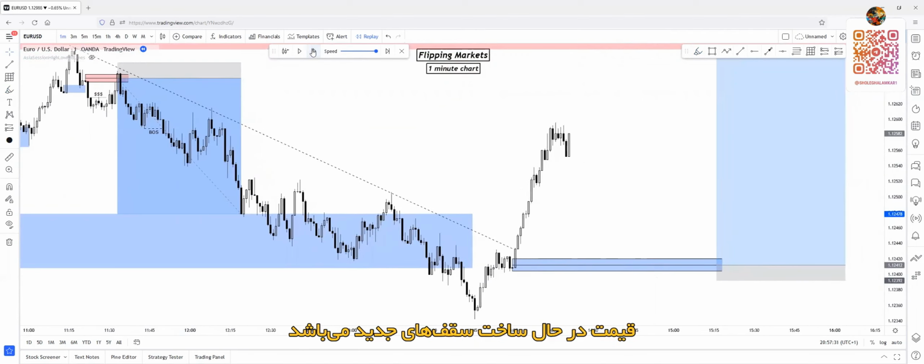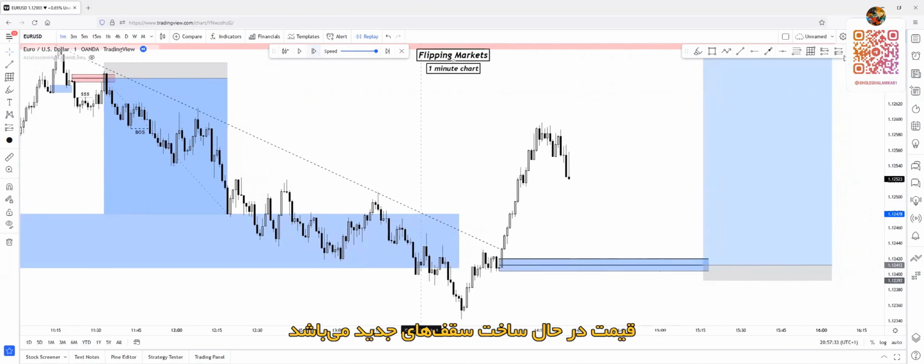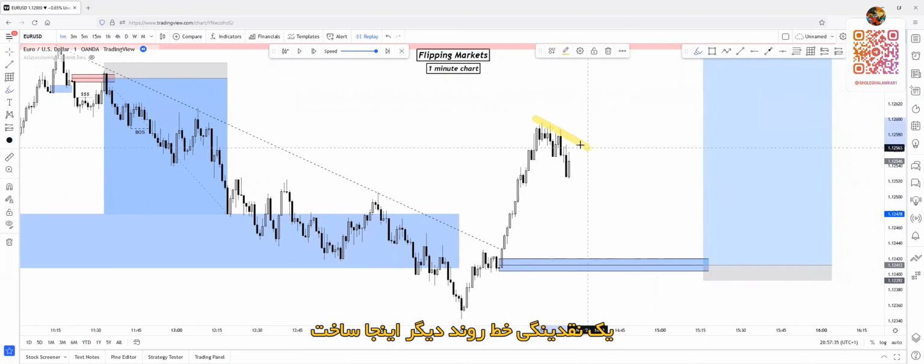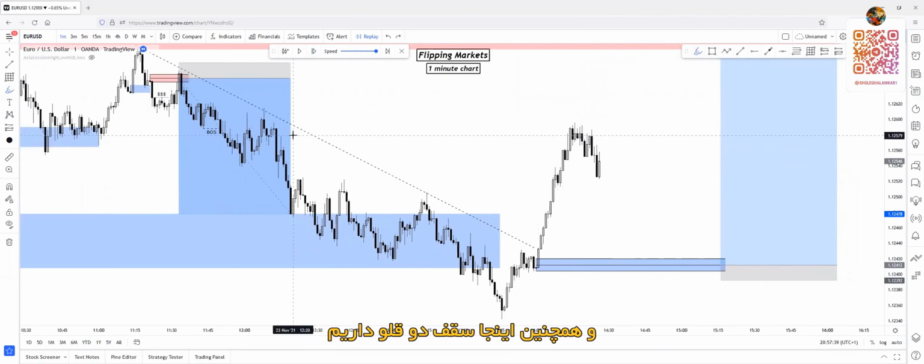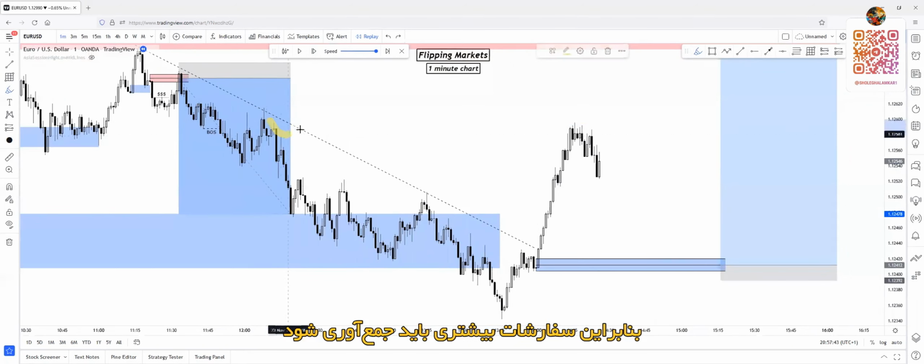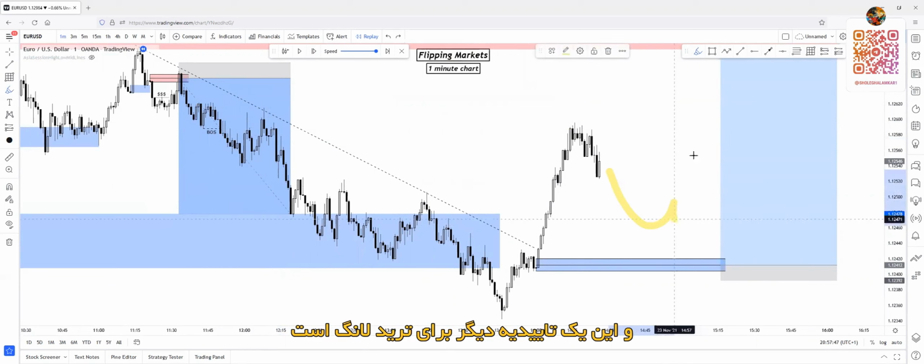As you can see, it's creating new highs, and created another liquidity line here. So more sellers enter the market here. And as you can see, actually, we have double taps right here. So more liquidity needs to be collected. So this is one more confirmation for the longs.